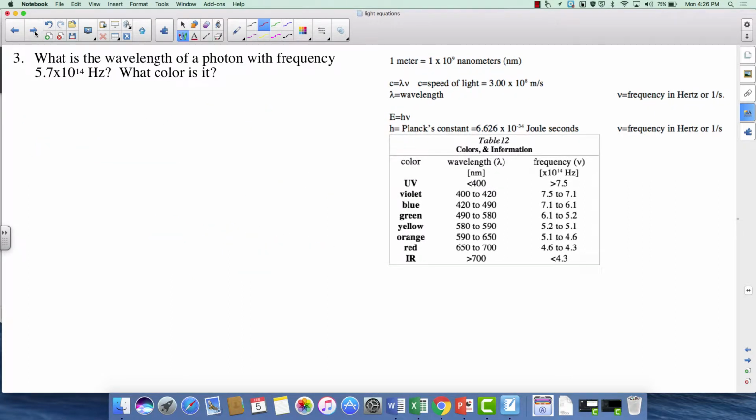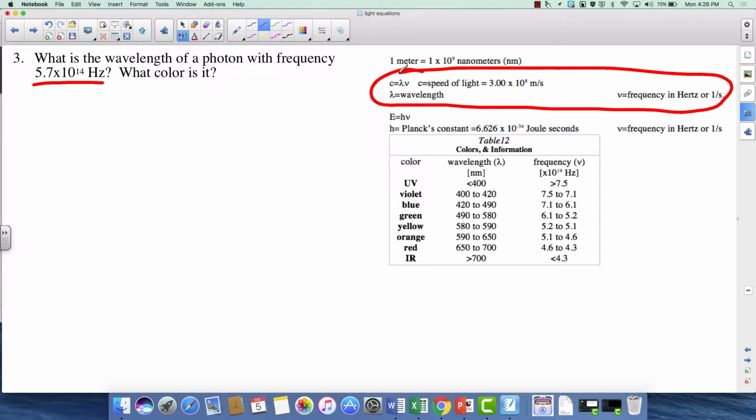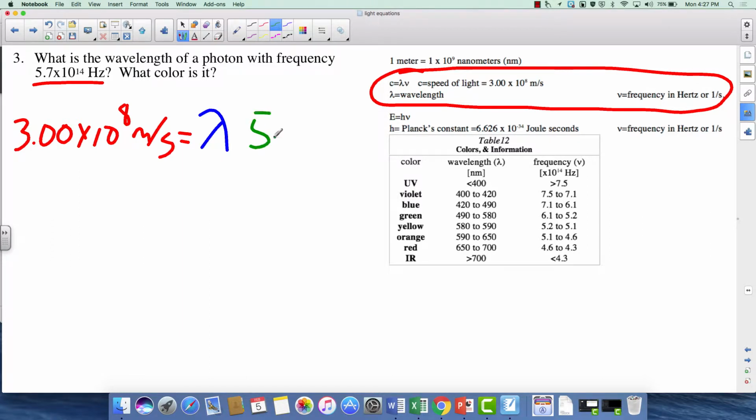For this problem, we're given a frequency and we're asked to find wavelength. The equation that connects wavelength and frequency is this one right here. So I'm given that the speed of light is 3 times 10 to the 8th meters per second. The wavelength I don't know, and the frequency I do know: 5.7 times 10 to the 14th hertz.